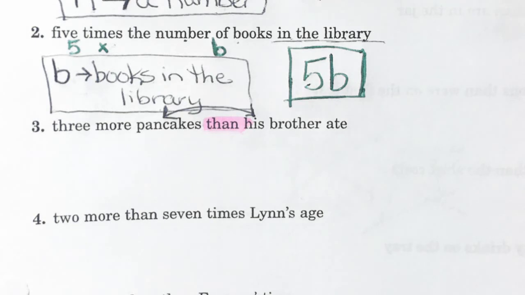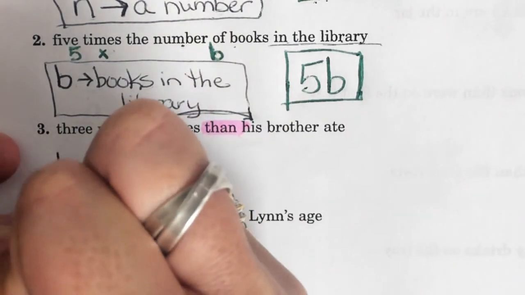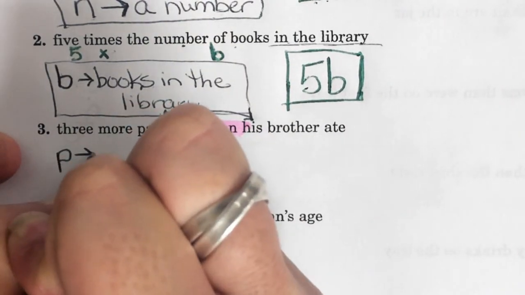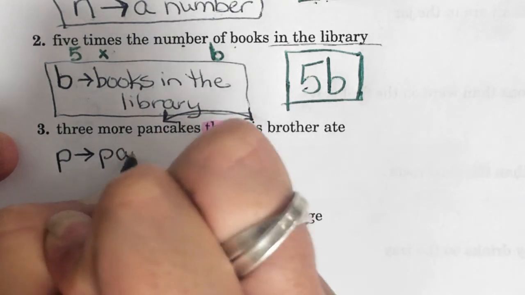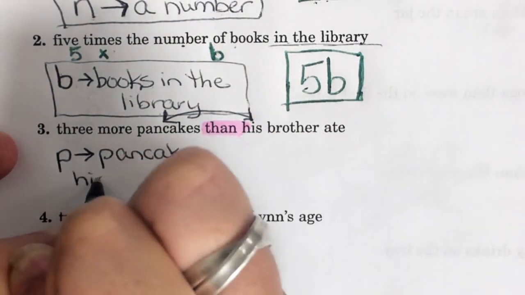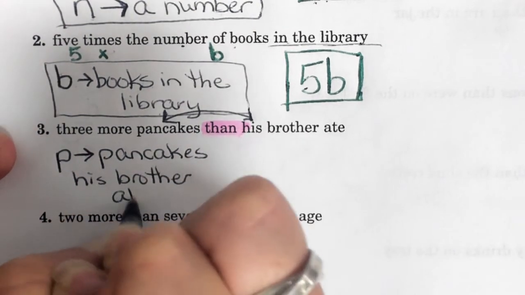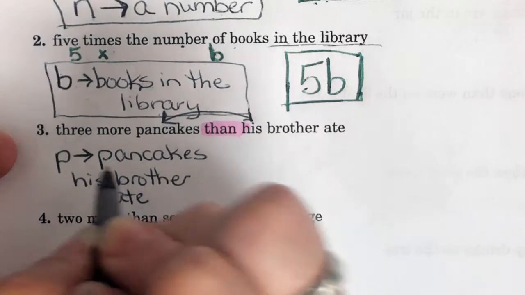Okay, what is our variable here? Pancakes his brother ate. Give me a whole little phrase. So I'm going to do P for pancakes his brother ate. Not his sister ate, his brother ate.